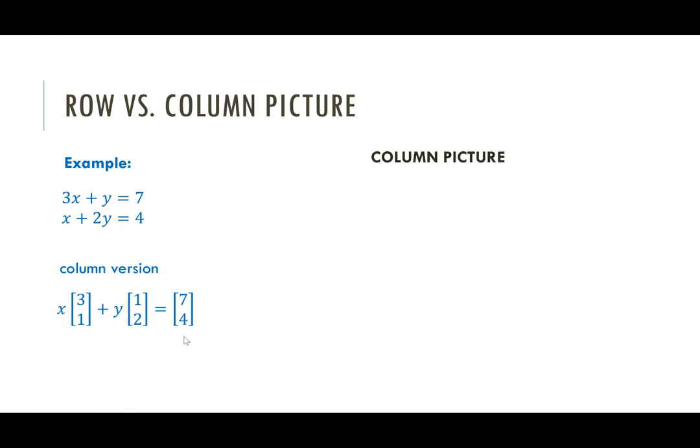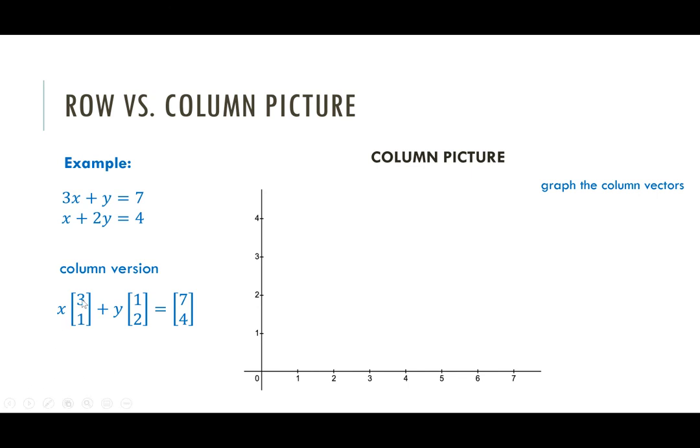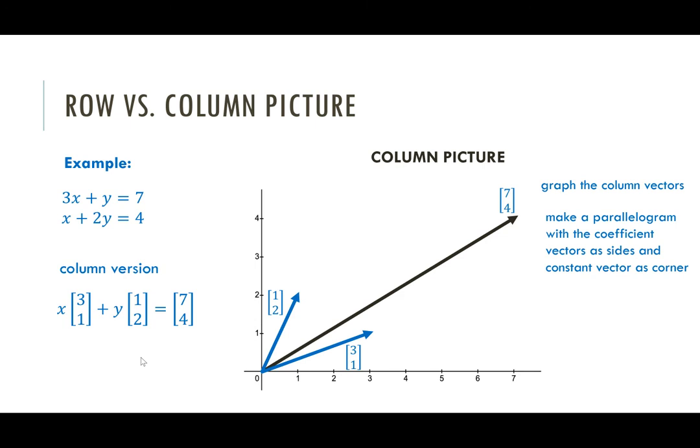Here's how you visualize using the column version. First, you start with a graph, but instead of graphing the rows or the equations, you graph the column vectors. So we'll graph this vector 3, 1, this vector 1, 2, and this vector 7, 4. I made the coefficient vectors a different color to indicate that they were the coefficient vectors. Next, you make a parallelogram with the coefficient vectors as sides and the constant vector as the corner, like this.